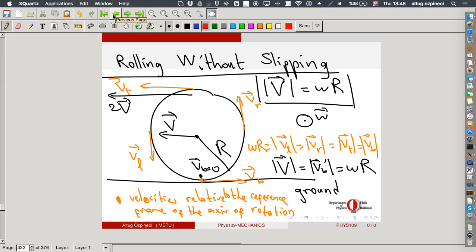One is relative to the reference frame of the axis of rotation, and the other one is the reference frame in which the wheel is rolling without slipping.